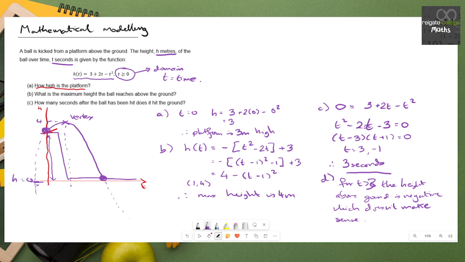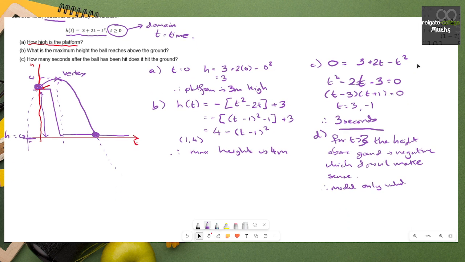So therefore, the model is not valid, or the model is only valid for values of t between 0 and 3. And this is a really good criticism of the model. We're not only saying the thing that's wrong, we're also fixing it, which is something that you might have to do.